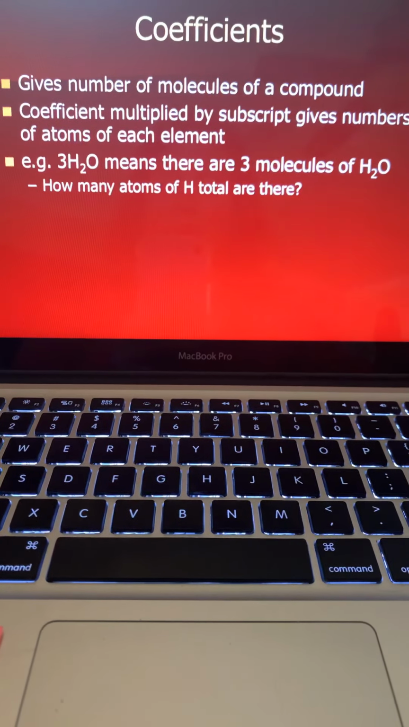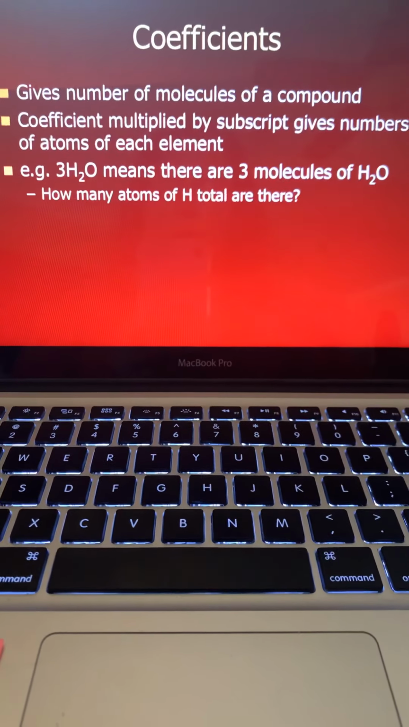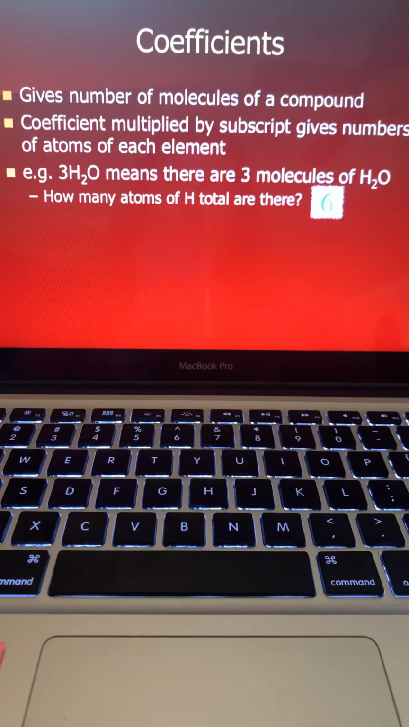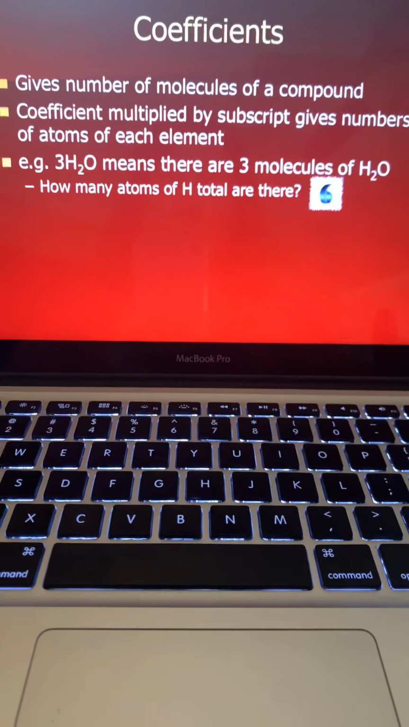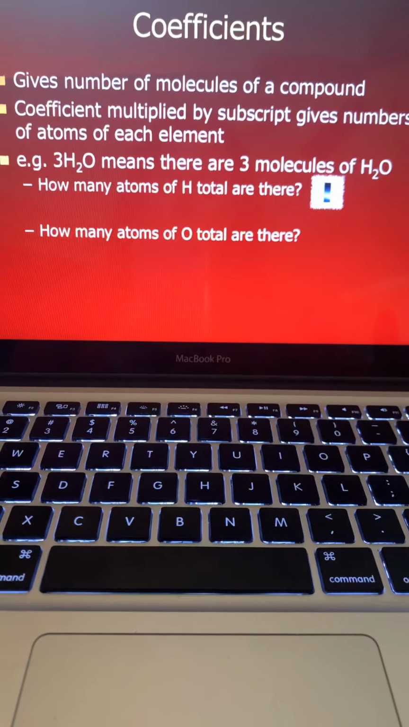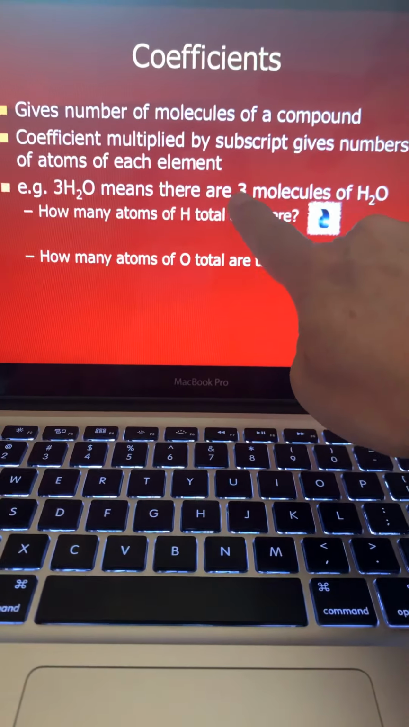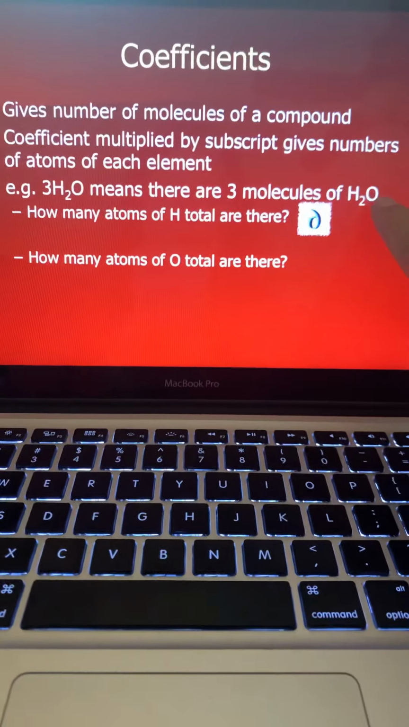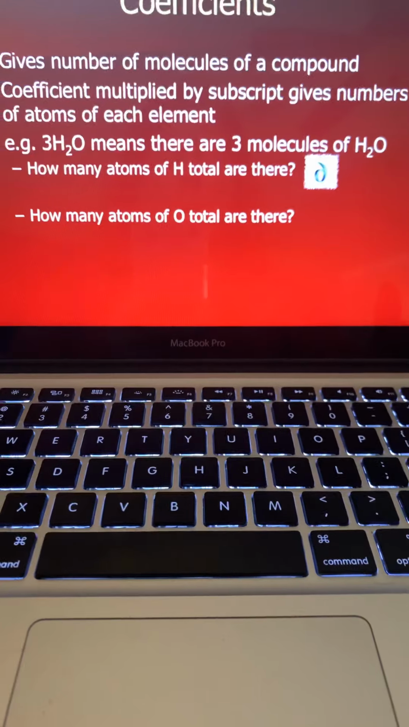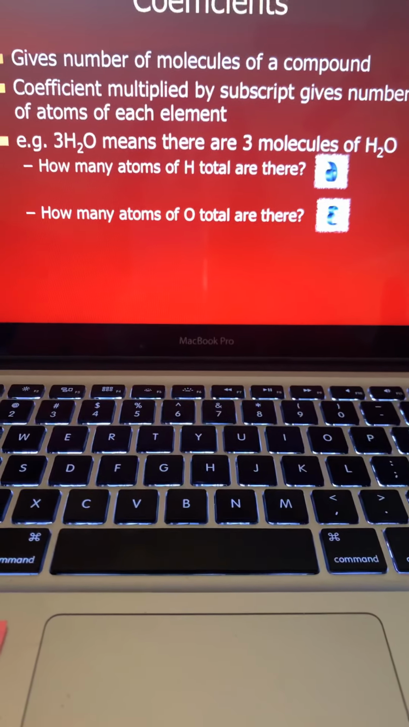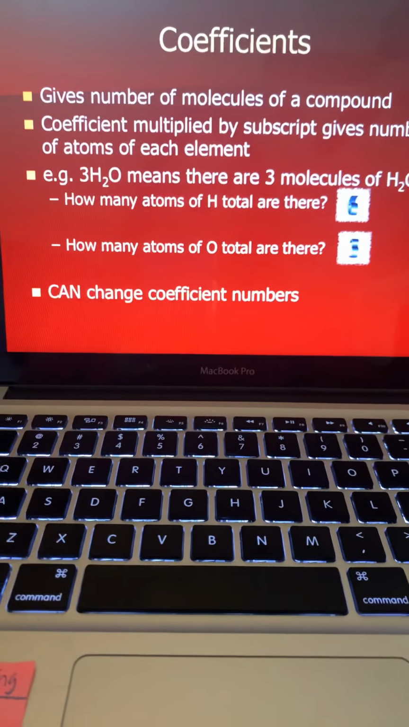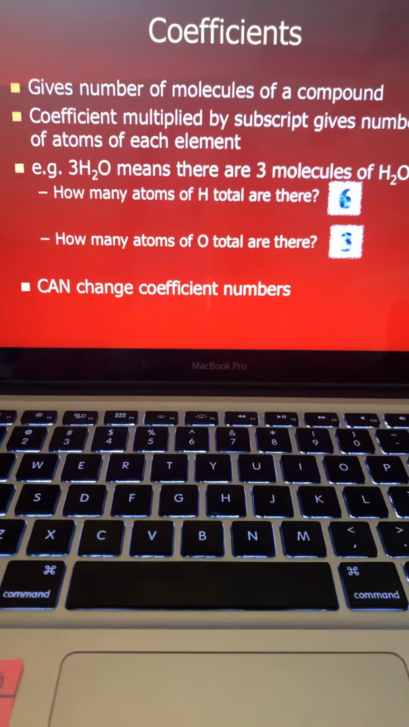So how many atoms of H are there total? Well, 6. 3, the coefficient, times 2, the subscript, gives us 6. 3 times 2 is 6. How many atoms of oxygen are there total? Well, I have 3 of those. So I have 3 O's. So 3 times 1, that understood 1 there underneath the O, gives us 3. Now coefficients can be changed, and we're going to be changing these when we balance these equations.